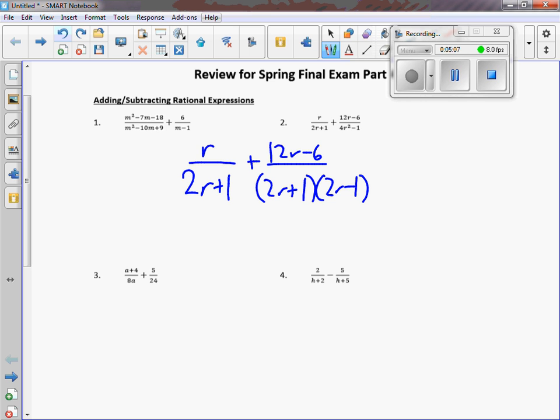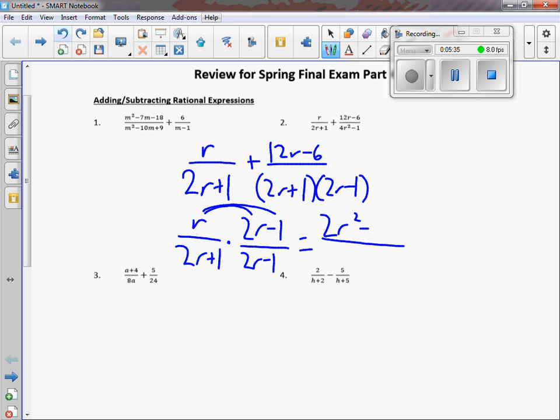Now, just like before, we're looking for those jealous neighbors. It's not so much jealous of the 2r plus 1 because they both have it. What this first guy is jealous of is the 2r minus 1. So let's get him that 2r minus 1. In order to do that, we're going to multiply on top and bottom that 2r minus 1. On top, we will distribute. We get 2r squared minus r. On bottom, we can just jam it together.